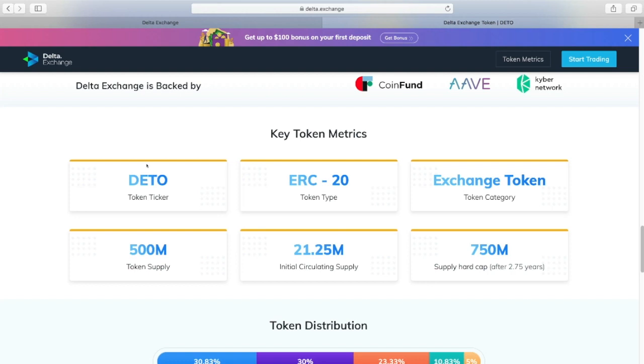We have key token metrics. We have DETO, the token ticker. It's on the Ethereum blockchain, ERC20. We have the exchange token category. Token price is 100 million. We have 21.25 million circulating supply. We have a 70 million supply hard cap after 2.75 years.